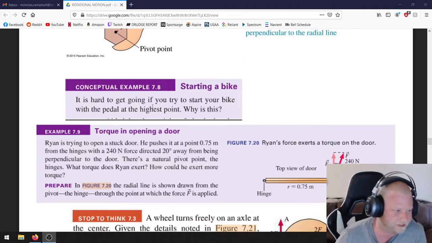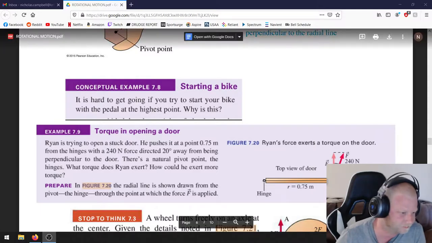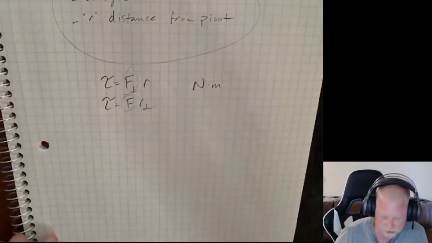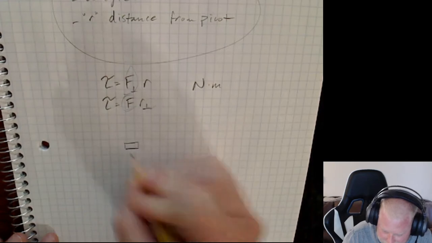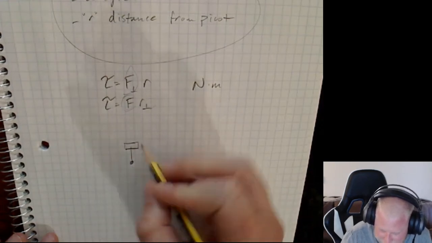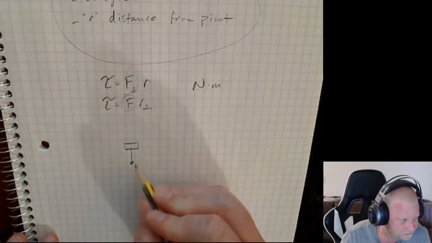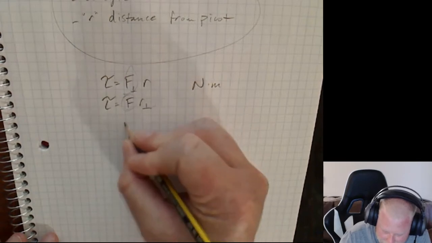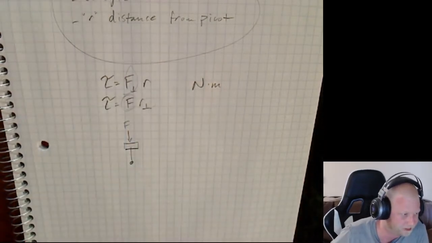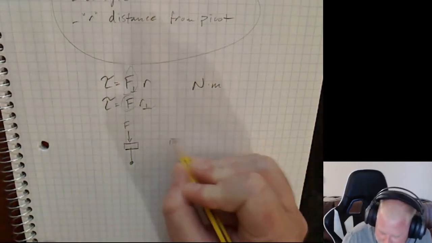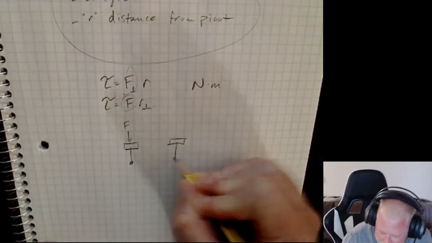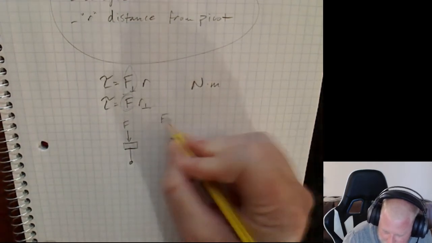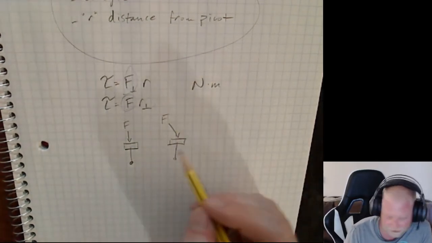So take a look at example 7-8. It is hard to get going if you try to start your bike with the pedal at the highest point. Why is this? Well, let's say this is your pedal and this is the gear. If you push straight down with some amount of force, that pedal's not going to spin. So if you want to get your bike going from this position, you've got to exert a very large force at an angle on this pedal.